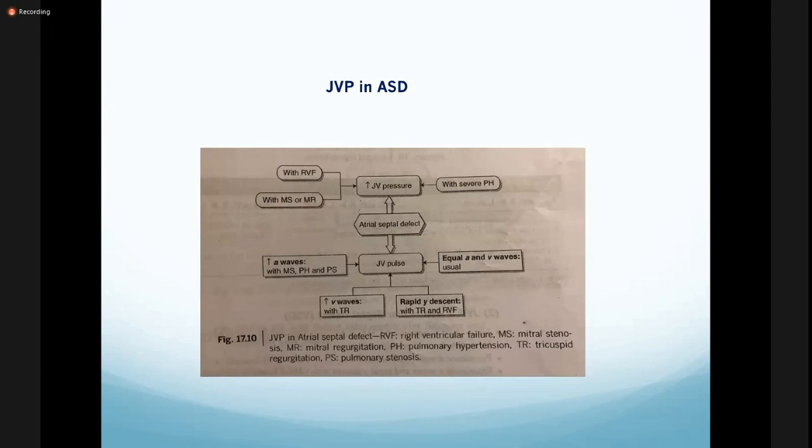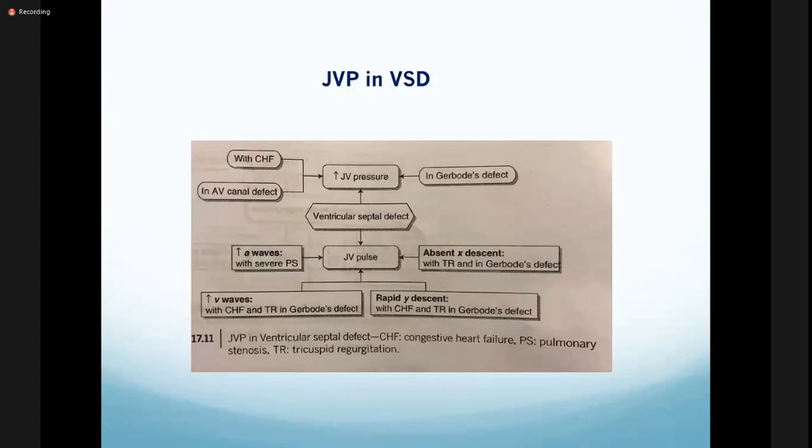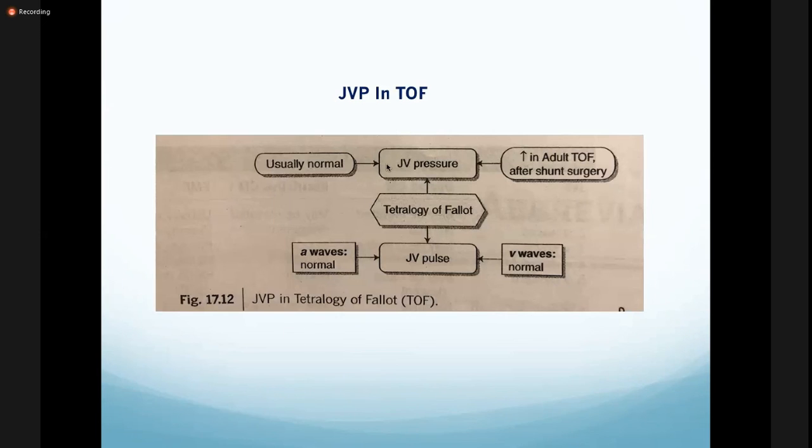In case of ASD, there is no rise of JVP, there is no pulmonary hypertension, and when there is pulmonary hypertension, we find raised JVP and other findings similar to any other cases of pulmonary hypertension, and with the presence of tricuspid regurgitation already discussed. JVP with VSD, there is no rise of JVP except when there is pulmonary hypertension, which is similar to ASD and mitral stenosis. You never find raised JVP in case of tetralogy of Fallot.